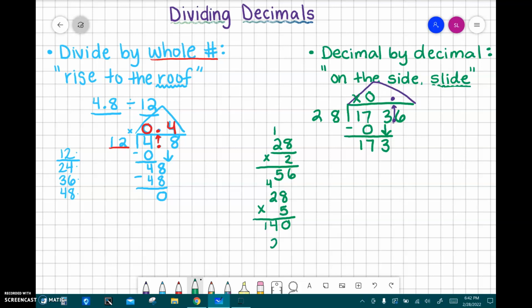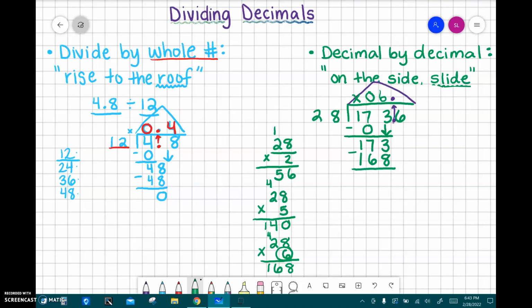So can we do 28 times 6? 6 times 8 is 48. Carry the 4. 6 times 2 is 12. And then plus 4, 12 plus 4 would be 16. Ooh, that's pretty close. If I added another 28, I think I would go over. So that means 6 groups goes on top of the next number, the 3. And we got 168. You have to take your time.